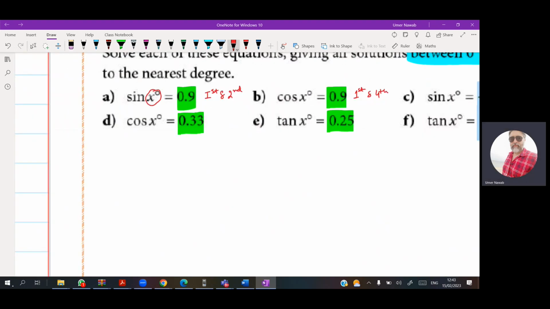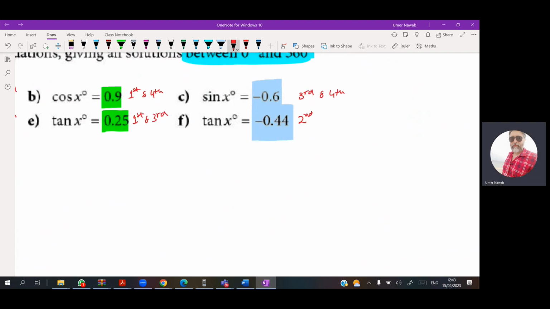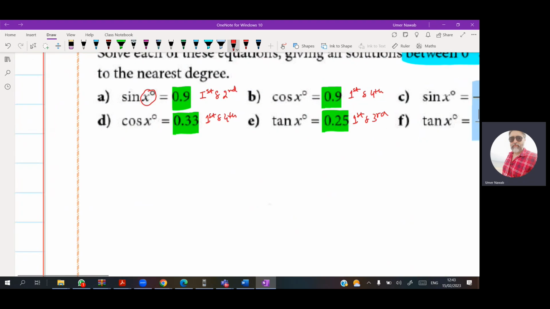Cosine is positive in the first and fourth quadrants. Tan is positive in the first and third quadrants. Tan is negative in the second and fourth quadrants. So we understand in which quadrant we want to get the angle. So boys, first of all, you need to get the acute angle for the A part.